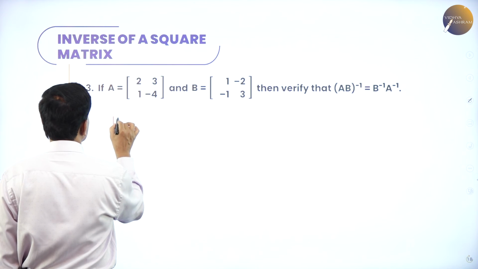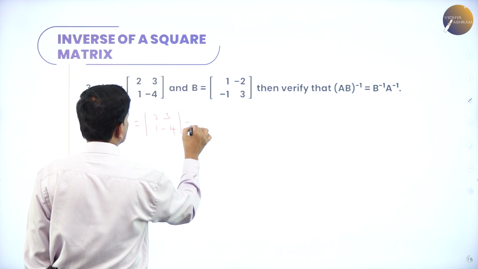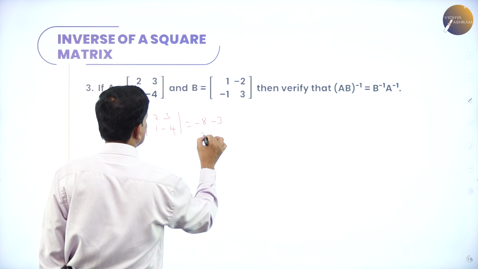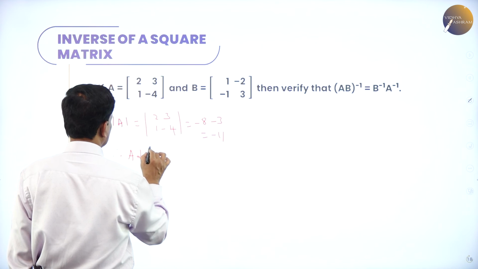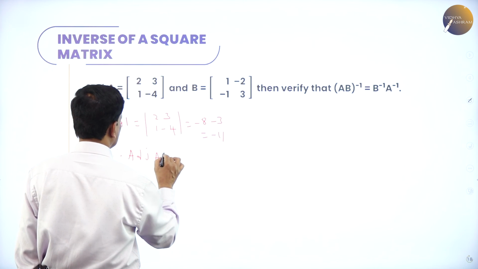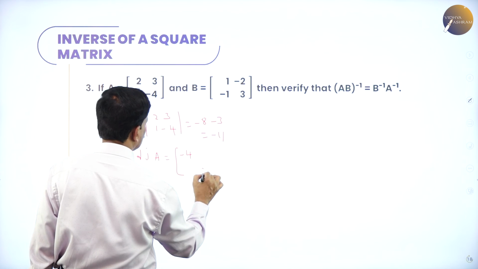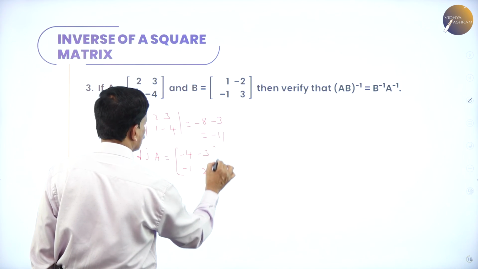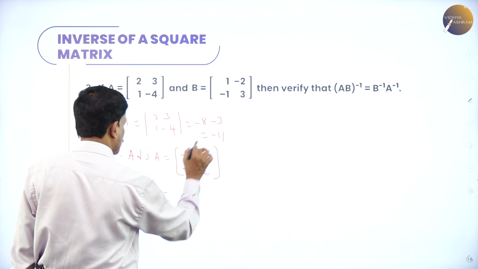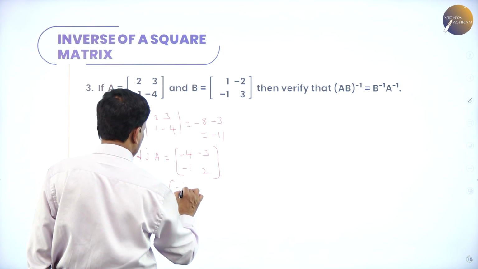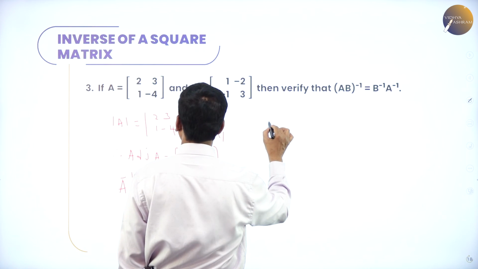A inverse first. So, determinant of A is equal to 2, 3, 1, minus 4. This is minus 8, minus 3, minus 11. So therefore, adjoint of A is equal to, just interchange the diagonal elements, minus 4, 2, minus 3, minus 1. So therefore, A inverse is equal to 1 over determinant A, 1 over 11 into minus 4, minus 3, minus 1 and 2. Similarly, come to the matrix B.